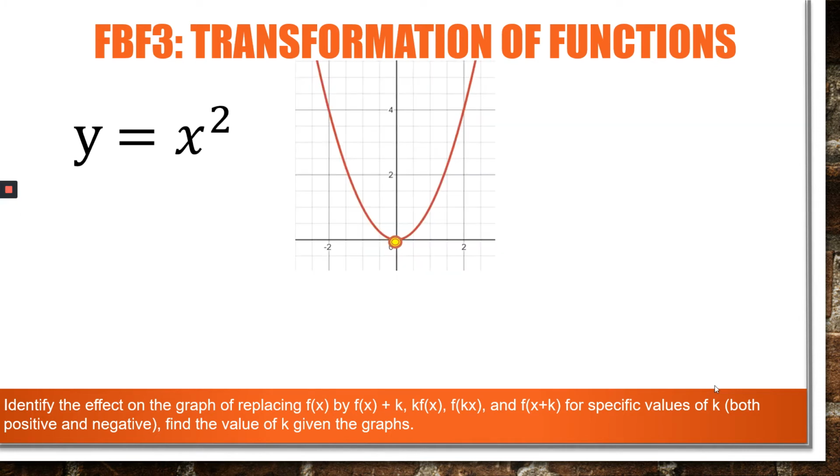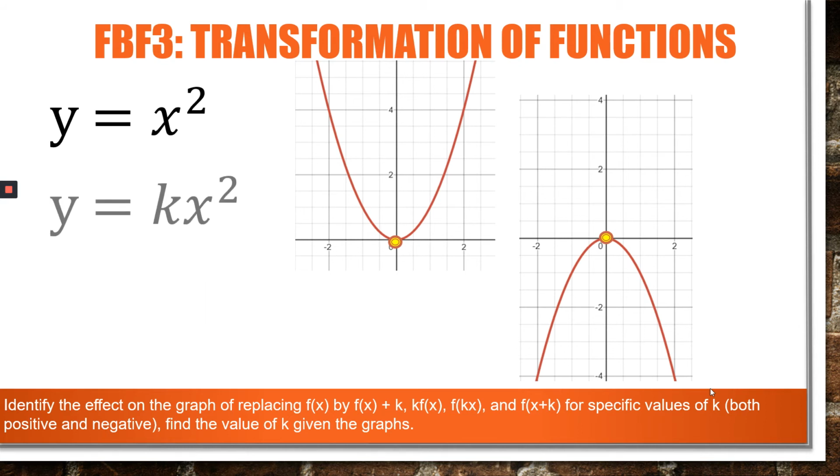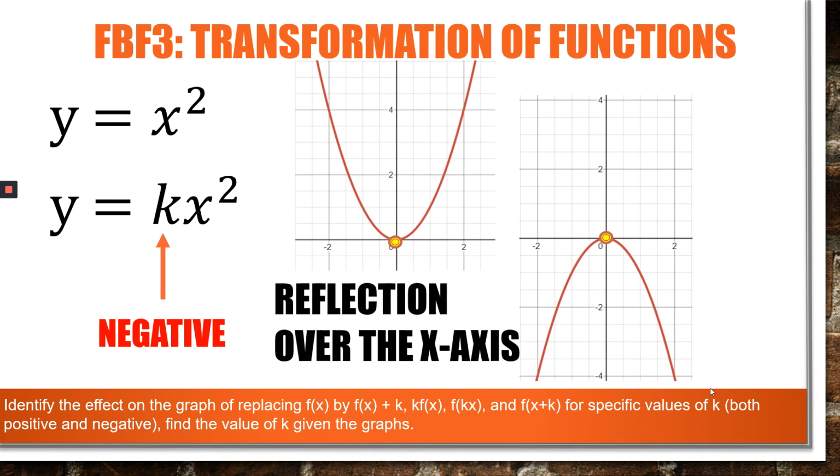Okay, one more, but we're not going to look at the full extent of the next one, just one little thing. So if I have y equals x squared, and I multiply negative 1 times, this is what happens. Well, what happened? Some people will say it flipped over the x-axis. The appropriate vocabulary is that it reflected across the x-axis. So this is called y equals k x squared. If k is negative, this is a reflection over the x-axis.